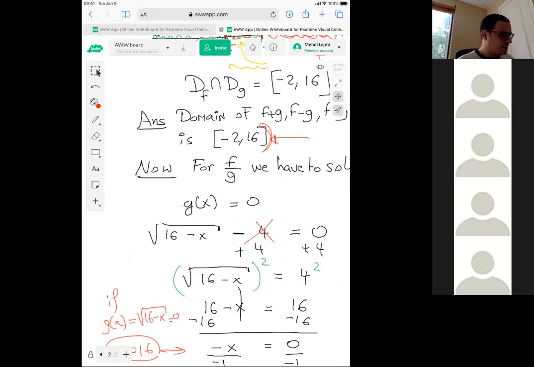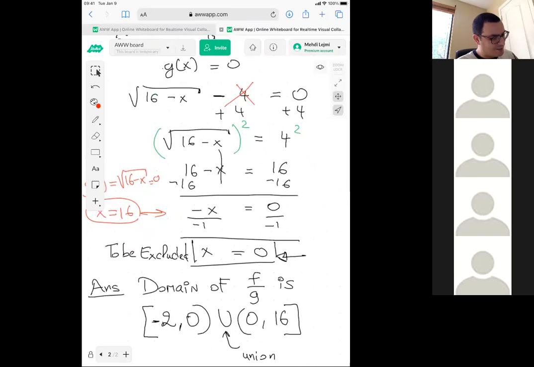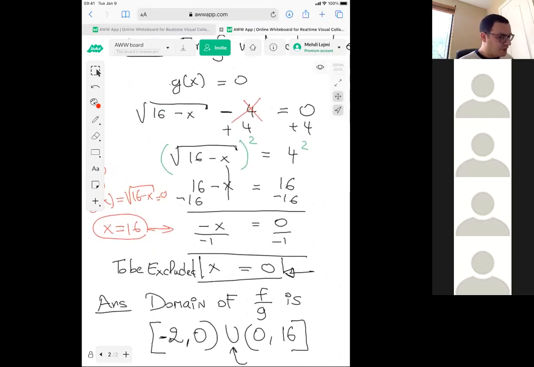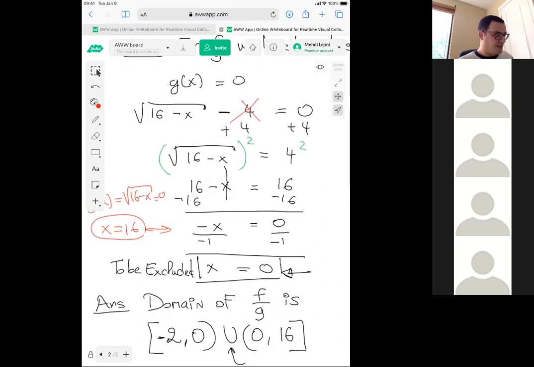You see what I'm saying? It's just because of this minus 4, so the solution to g of x equal to 0 is 0 instead of 16, and this 0 is inside the interval. So that's why I have to split into the union of two intervals. Okay. Sure, I understand. Thank you.